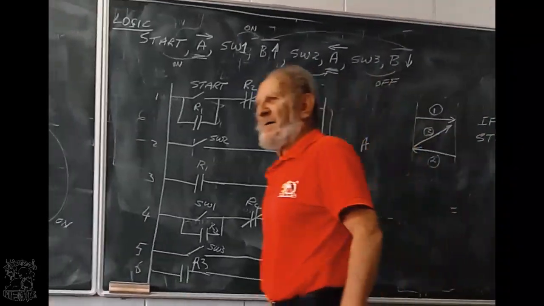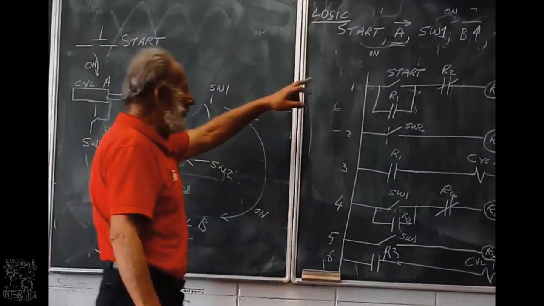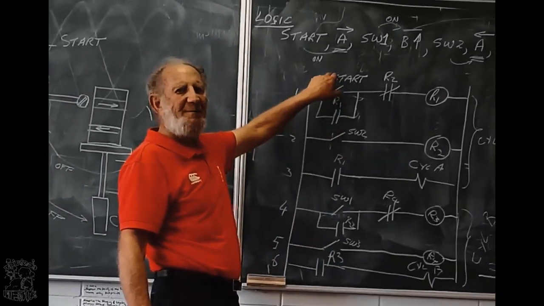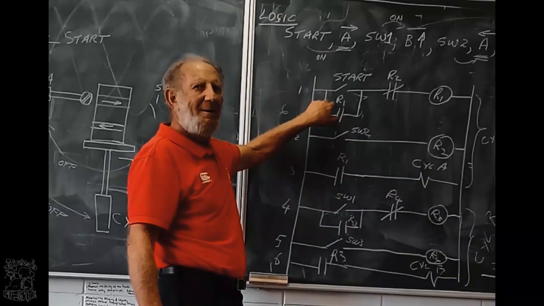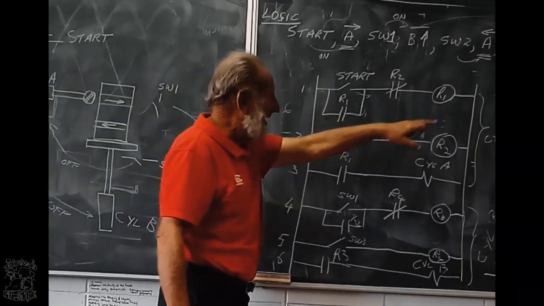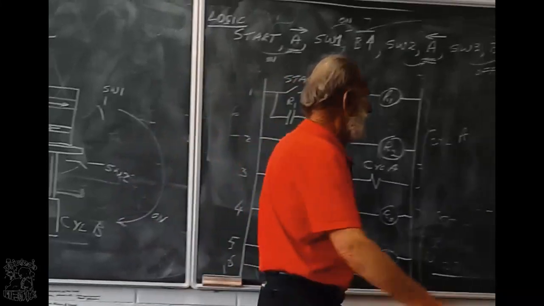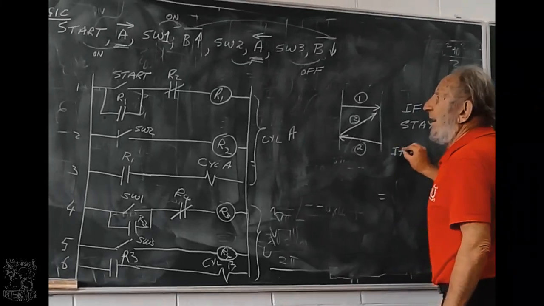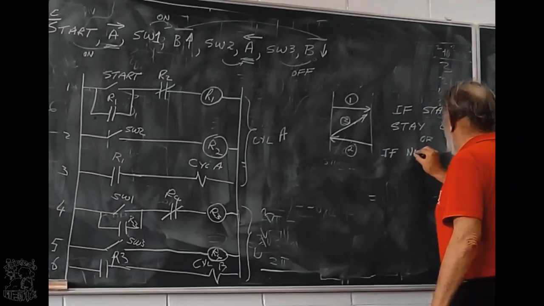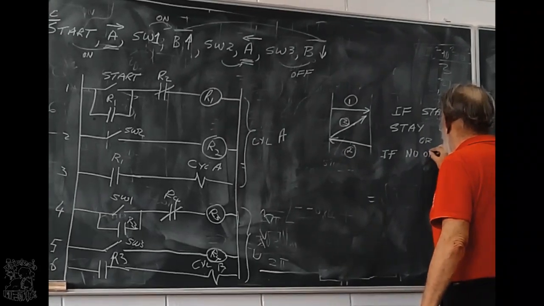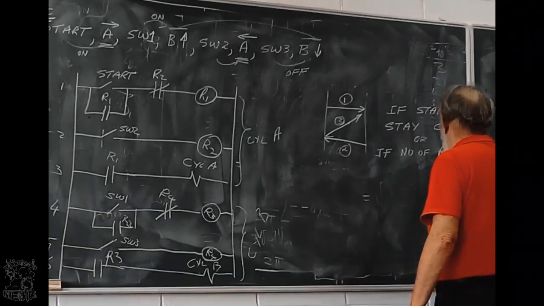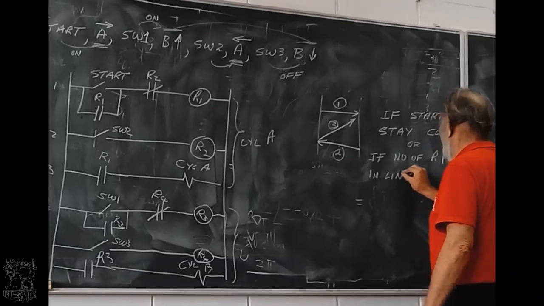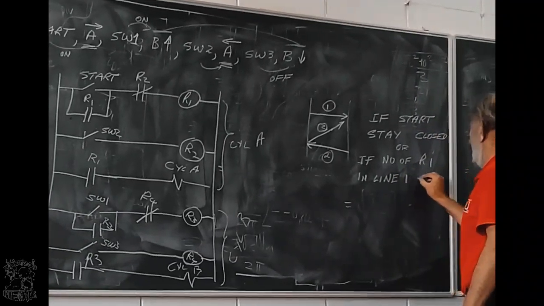But before I leave that, can you see if you look at this drawing? If this stays closed, it's going to be the same as if the start button stays closed, isn't it? So this will also be the same problem if the normally open contact of R1 in line 1 stays closed.